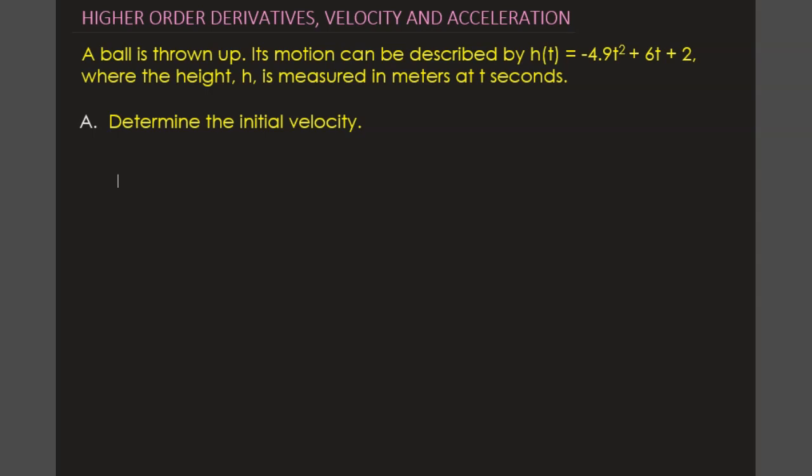Let's read the question first. In this example, a ball is thrown up and its motion can be described by height equal to negative 4.9t squared plus 6t plus 2. H is measured in meters and t is measured in seconds. We are supposed to determine the initial velocity.